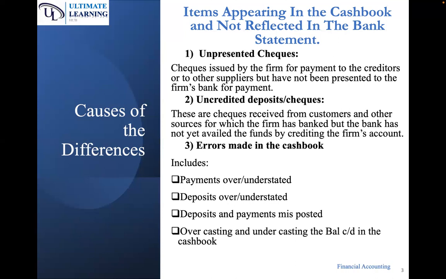Number three, deposits and payments misposted. For example, if there is a deposit and it's posted on the credit side of the cash book instead of posting it on the debit side of the cash book. And also for payments, instead of posting it in the credit side of the cash book, it's posted on the debit side of the cash book. It will cause an error.